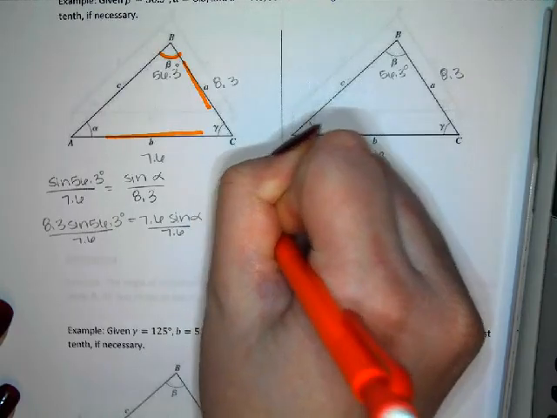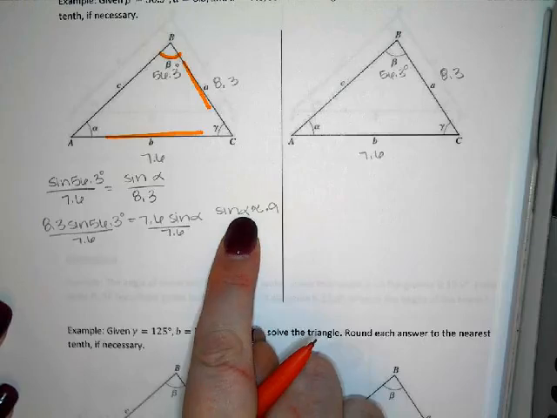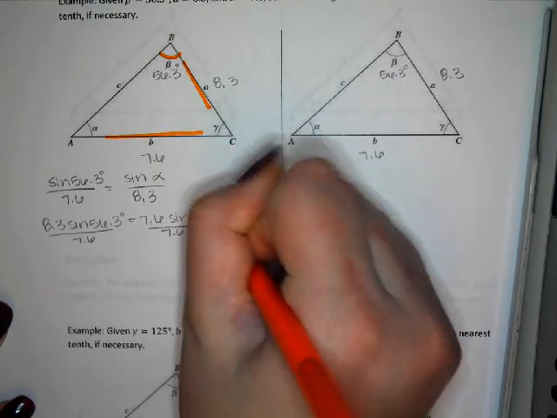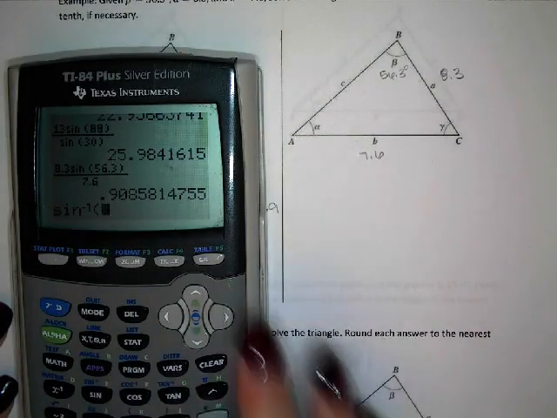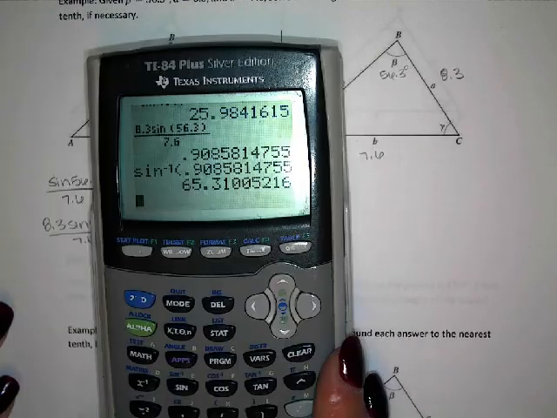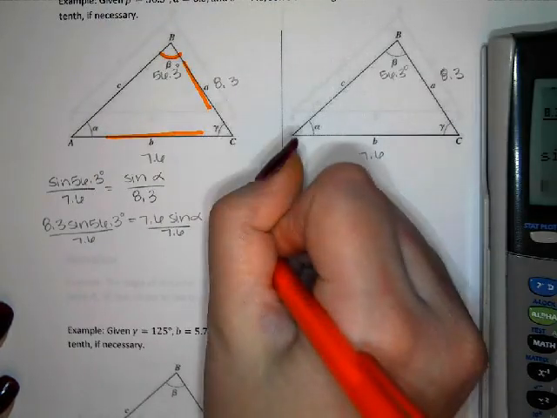And then to solve for the angle alpha, I just need to do sine inverse. So alpha is approximately, I'm going to do sine inverse of this decimal. So alpha is approximately 65.3 degrees. 65.3 degrees. So I'm going to label that.